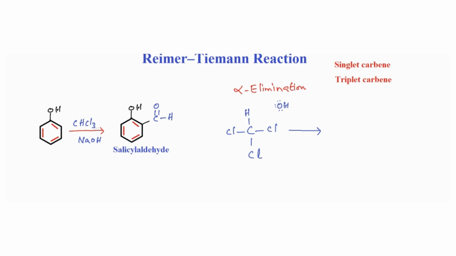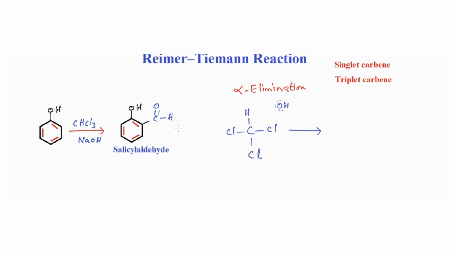Here the phenol reacts with chloroform in the presence of a basic medium, either sodium hydroxide or potassium hydroxide. It gives salicylaldehyde. First we should understand it. So this reaction proceeds by an aromatic electrophilic substitution reaction. Okay, this we already learned in the general reaction mechanism of aromatic electrophilic substitution reaction.